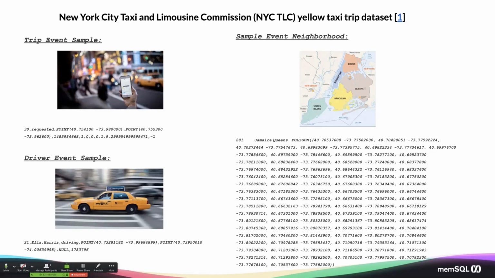We will then be pulling the neighborhood data out of S3. And here's a sample. Jamaica Queens neighborhood has an ID associated with it, and it will be stored in MemSQL as a polygon. So we'll bring in all of the neighborhoods from the New York metro region and store them in a one-time pull from S3.